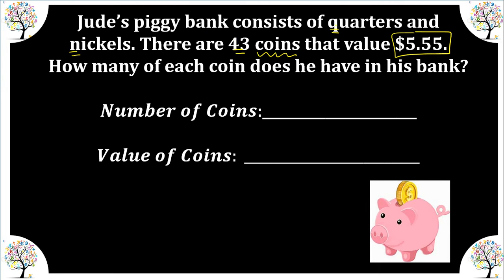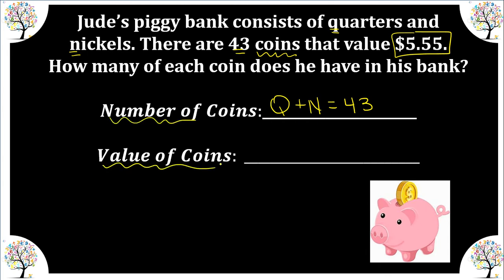So let's talk about this. We have quarters and nickels. So I'm going to use a Q and an N, and if I have so many quarters plus so many nickels, the total of the coins is 43. So this equation represents how many coins.